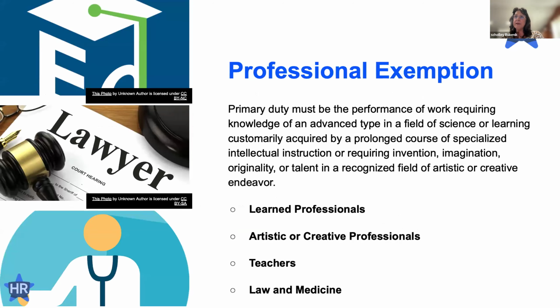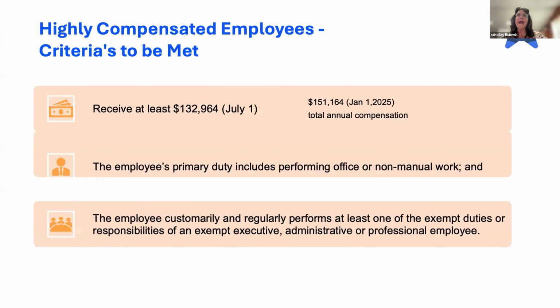So the next is a professional exemption, and these are your learned professionals, your artistic, creative professionals, your teachers, your lawyers, your doctors. And then we have highly compensated employees. So this is going to be a change. July 1, they have to receive at least $132,964. Now, the primary duty performs office and non-manual work, and the difference between this is if they do not meet the criteria for the other exemptions, but they meet at least one, and they're paid a high salary, highly compensated, they would meet this.